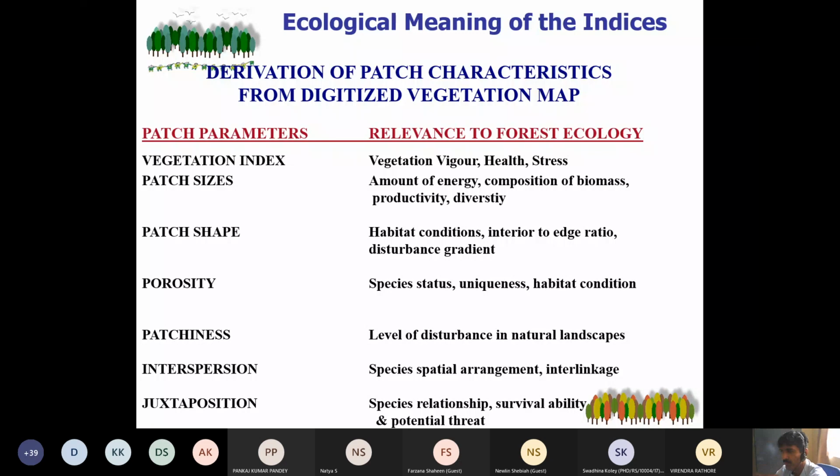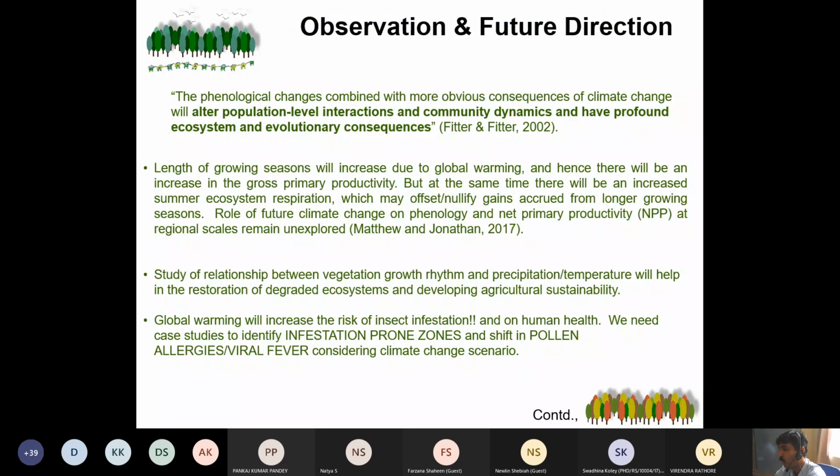So whenever you use some index, please consider what is my interpretation. Simply people say VI and then do some calculation. So one has to be really careful in interpreting the data.